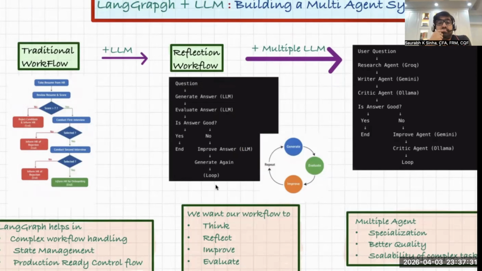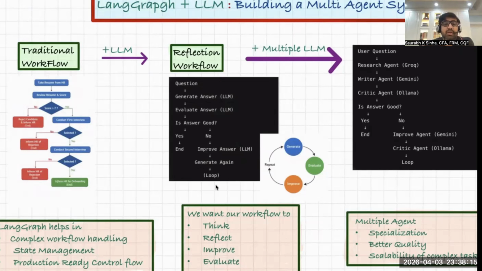But there was a limitation. Can you guess the limitation? The limitation was that we were using the same LLM to perform all the tasks. Same LLM, if you remember, we introduced Grok in our code. Same LLM to generate the answer, to evaluate the answer, to improve the answer, and even to generate again, the same LLM. This means what? This means there was no specialization. There was no concept of subject matter expertise, no task specific intelligence.